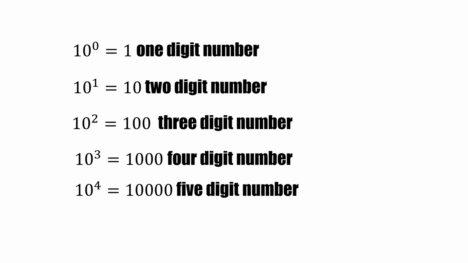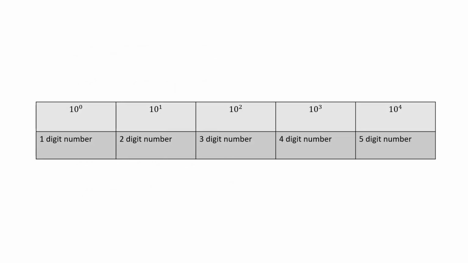Now let's think about this more carefully. If a number n lies between 10 to the power of d minus 1 and 10 to the power of d, then n has exactly d digits. This is the key insight we'll use. Let's test this with a simple example first.